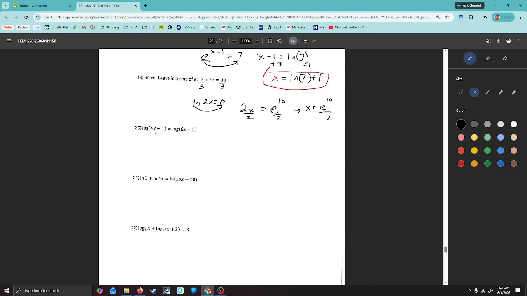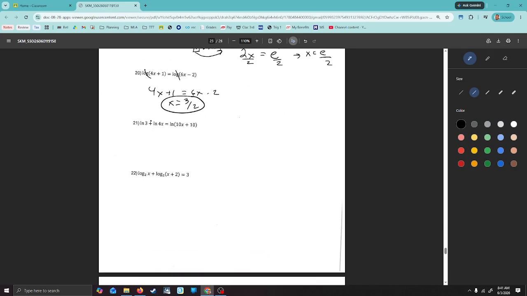Over here, because they're both logs, I can cross them out. So it's 4x plus 1 equals 6x minus 2. So that's going to be x equals 3 over 2. Wait, yeah, 3 over 2.